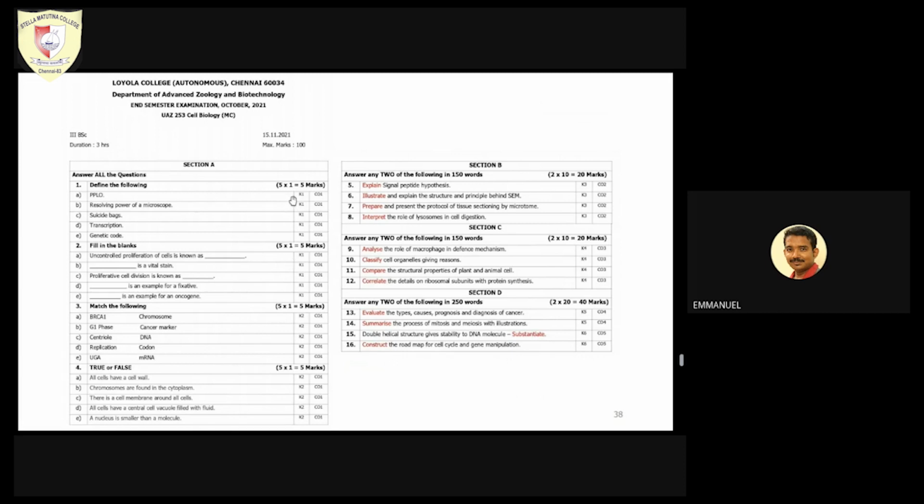So all these 4 questions comprise 4 into 5, 20 marks. So section A comprises 20 marks under K1 and K2 level.